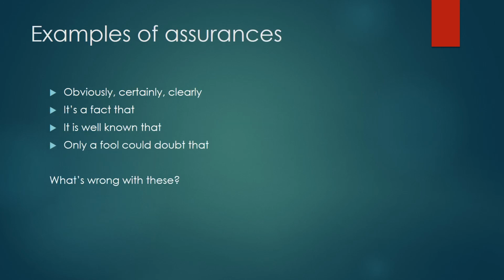Let me give you some examples of some assurances. Obviously, certainly, clearly. It's a fact that. It is well known that. Only a fool could doubt that. I hope that now that I've said these, you can kind of see what's wrong with them. Each one of these is an attempt to replace argument with bluster. The problem is, if something is obvious, it's obvious that it's obvious, and you don't need to say it. The obviousness will speak for itself. If something is clear, it's clear that it's clear, and the clarity will speak for itself.